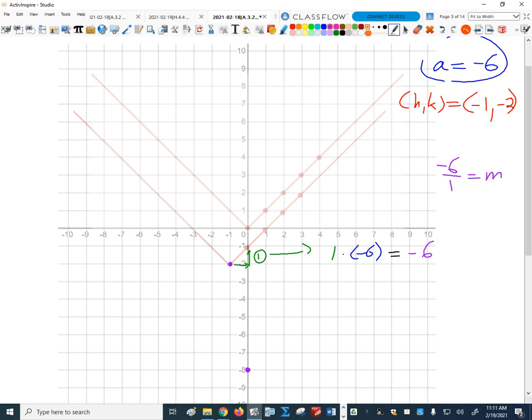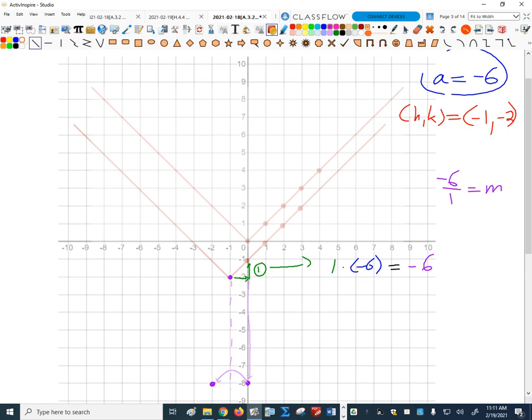Or if you want to think of it as a dilation factor, which is fine, I'm just going to go over 1 and I'm going to go up by -6. Either way, I end up right there, don't I? Okay. And I've got this axis of symmetry down the middle. So I can just reflect that point over the axis to get its partner point on the other side. And there you go, right? Now all I've got to do is just connect the dots and I'm done.